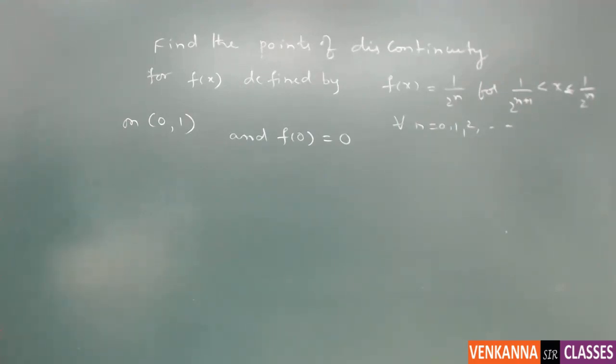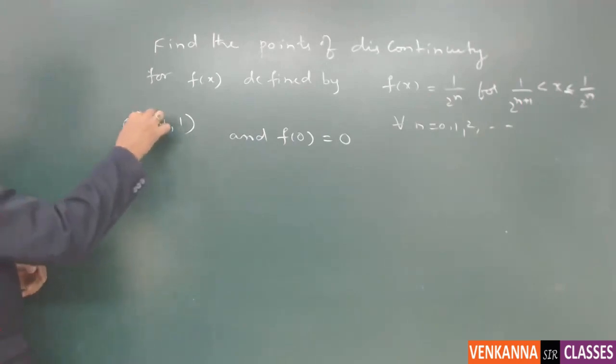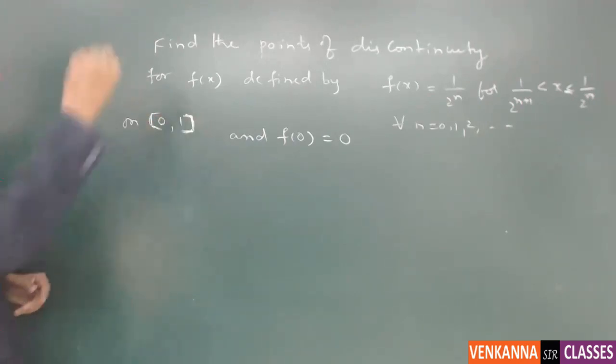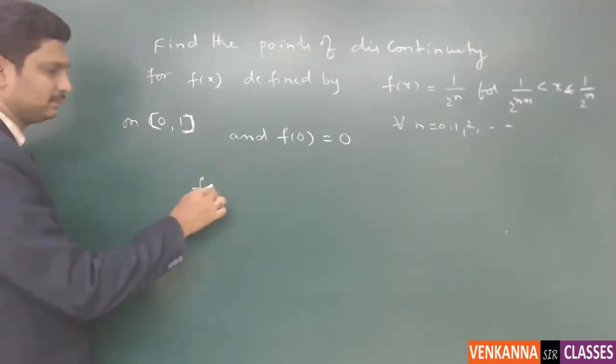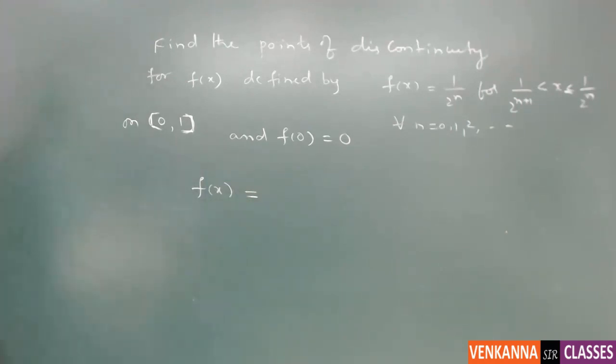So I say that you take the interval as the closed interval [0, 1]. So in this problem, you are going to find the points of discontinuity for the function f of x on this closed interval [0, 1], where f of x is defined like that. So first of all, let us evaluate what f of x will be as per the definition considered.